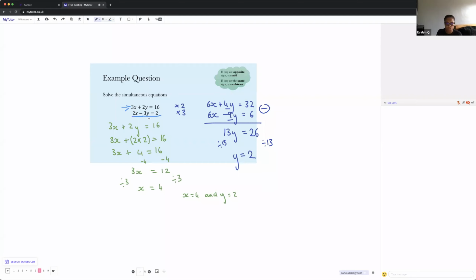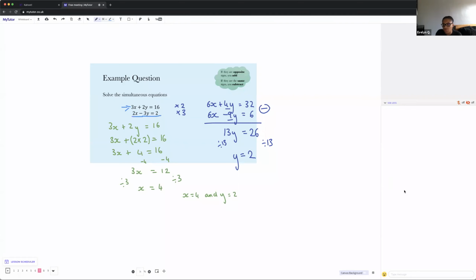And put those two values, your x equals 4 and y equals 2, into that equation to see whether you get the right solution. If you don't, then you know that you've done something wrong along the way. But if you do get the right answer, then you know that you're correct.